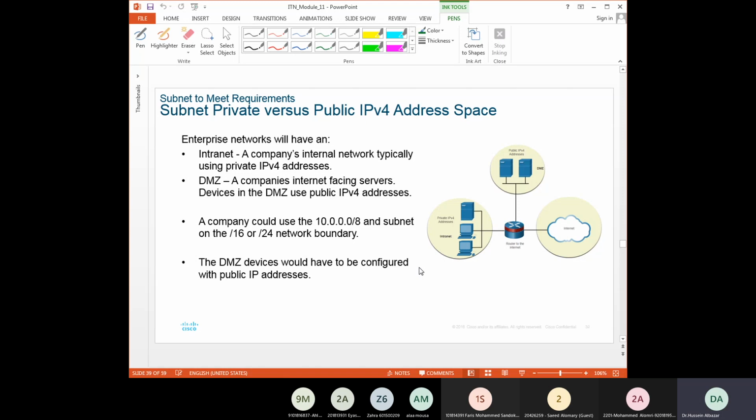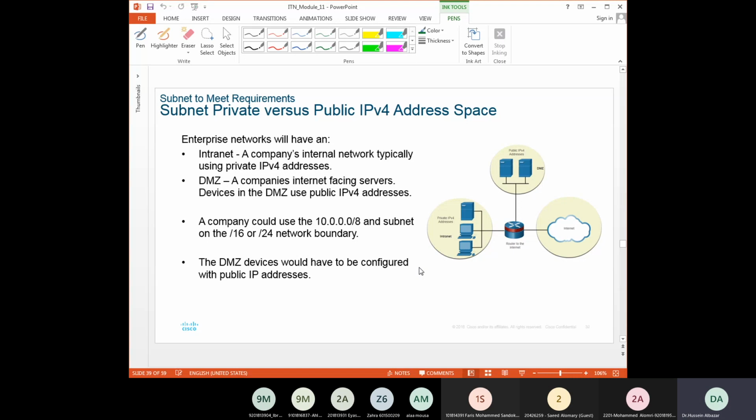Last class we stopped here. We will continue talking about subnetting. As you know, last class we talked about subnetting, and we explained how we can divide our network into a number of subnets by using what?